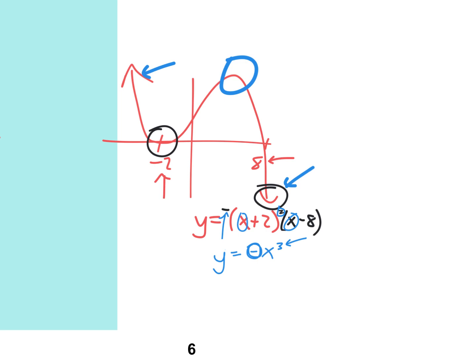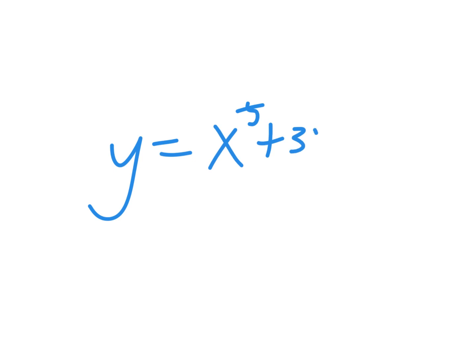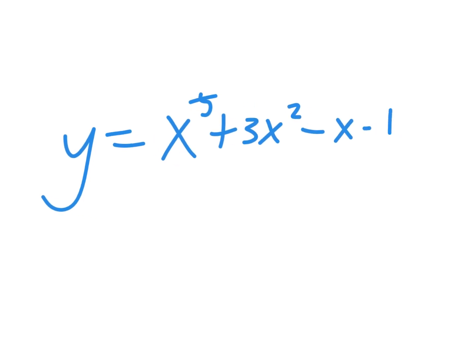This was x to the third, and it's got two turns. Do you see how it's one less than the degree? The degree was 3, there's 2 turns. Let me give you another one. y equals x to the 5th plus 3x squared minus x minus 1. If I had to graph that, it would have 4 turns, 1 less than its degree.